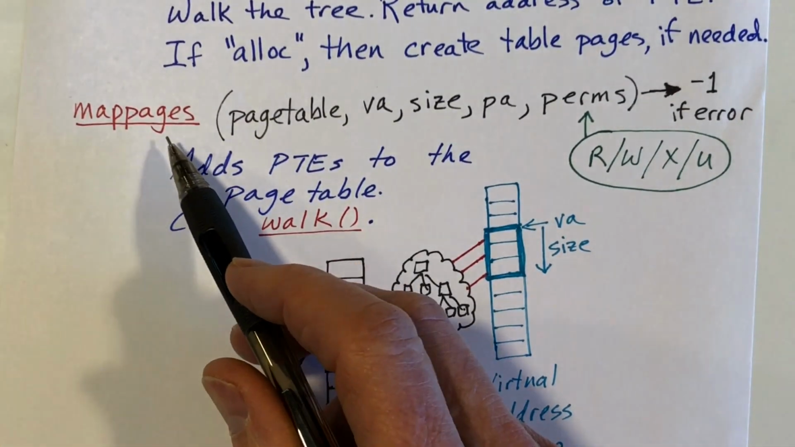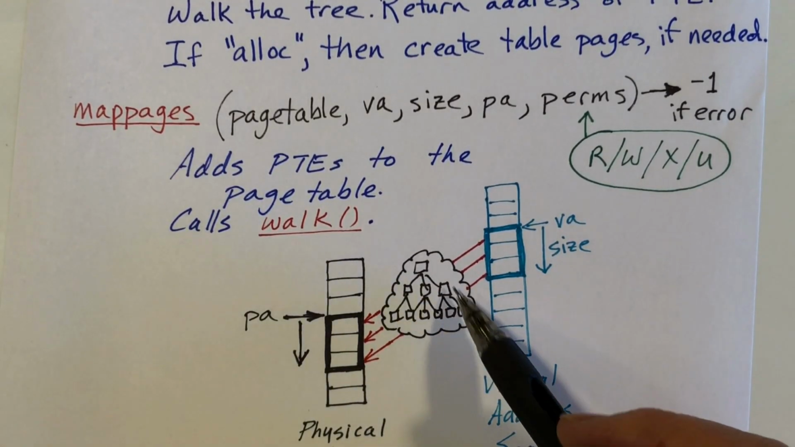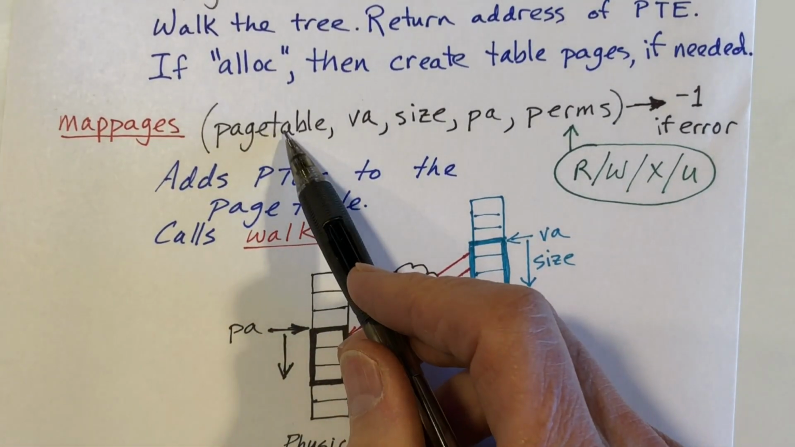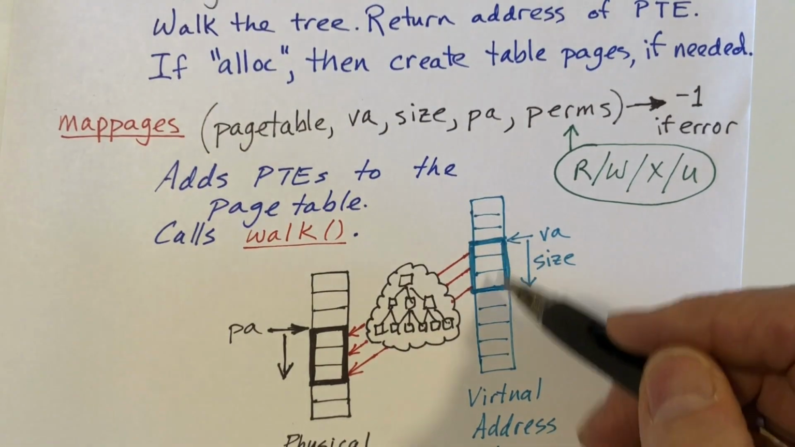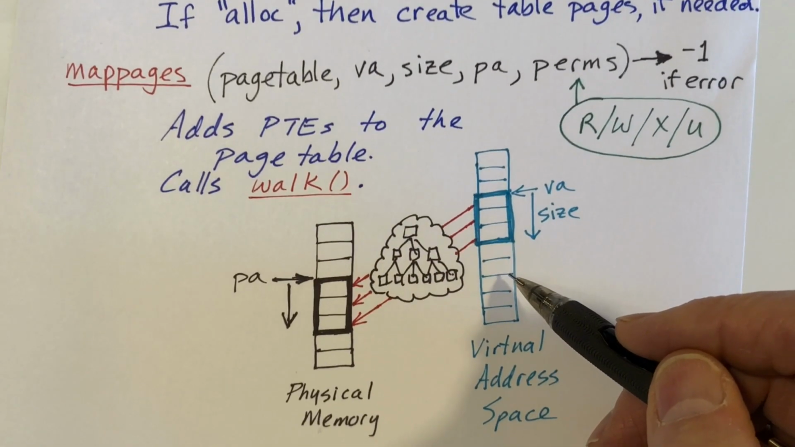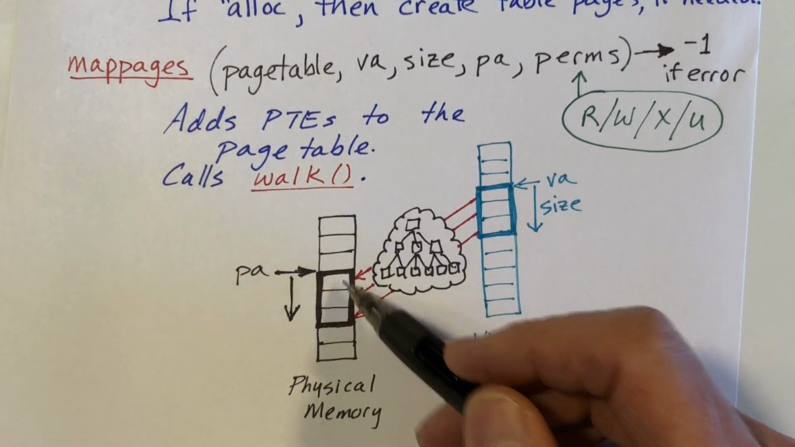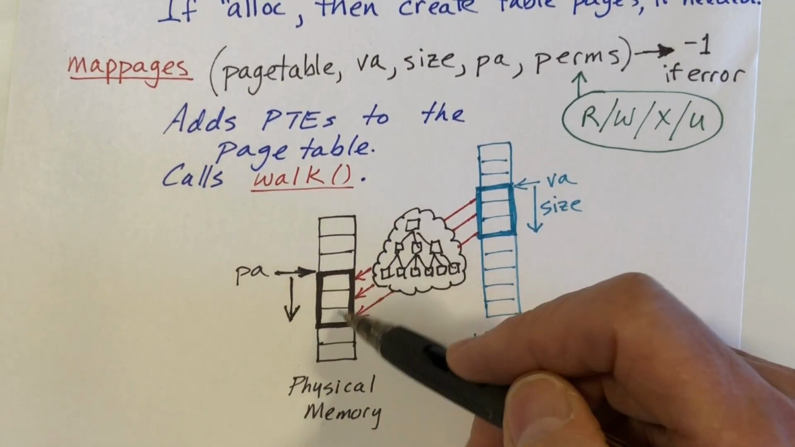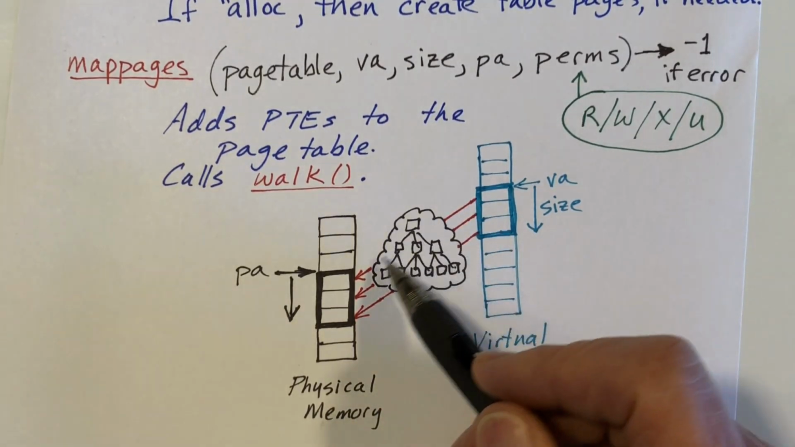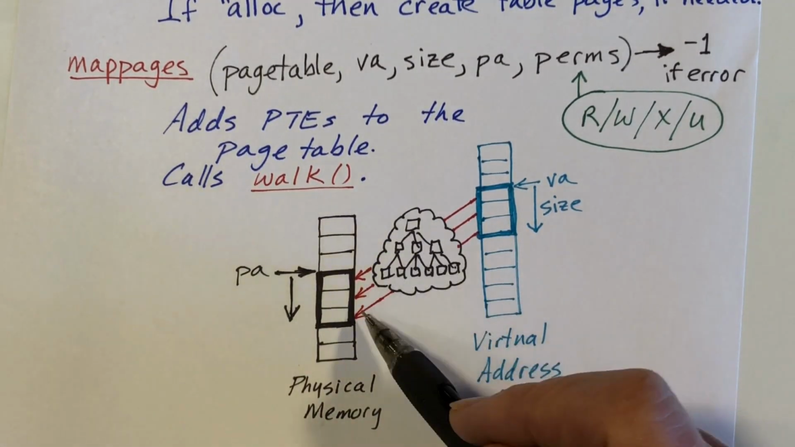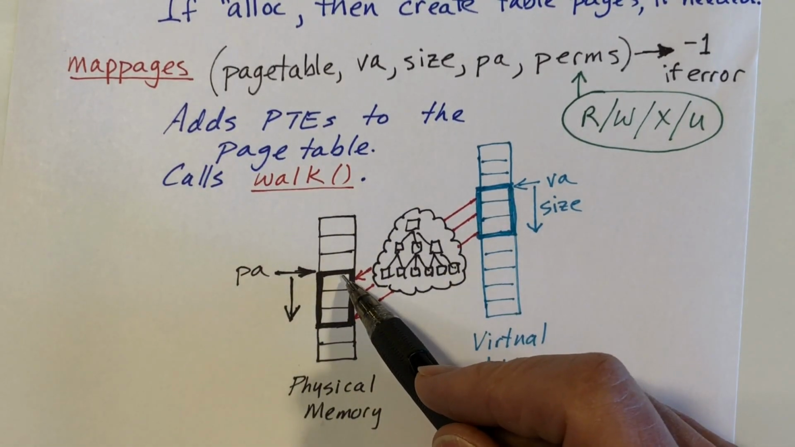The next function to look at is mappages, and it's used to add page table entries to a page table. So it's passed a page table and a virtual address, and that tells where the pages are going to be added in the virtual address space. It's also passed a physical address, which points to a number of pages. So size gives the number of pages that are being pointed to. And this function will add a mapping or multiple mappings, in this case 3 mappings, to the page table so that these virtual pages are mapped to these physical pages.